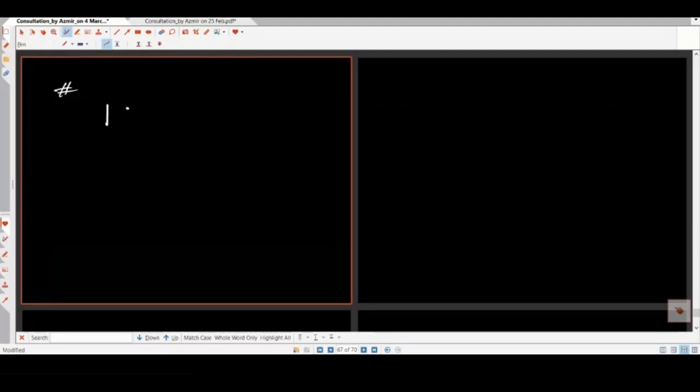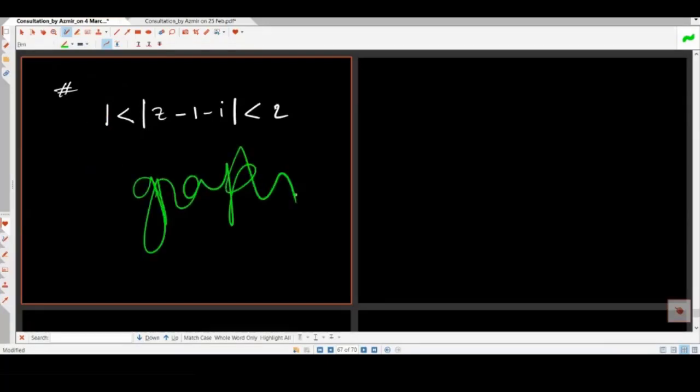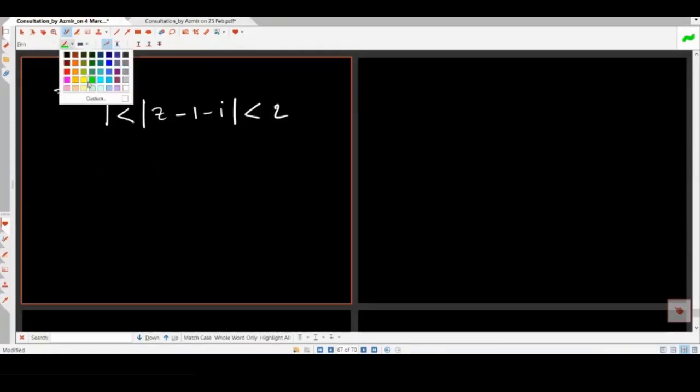So let me do another problem. Let's say we have to describe 1 < |z − 1 − i| < 2. Again, the question is the same: describe what it means, or describe the set of points, or describe the region, or describe the locus. The question may be in various notations, but the process of answering is the same. We need to finally have the graph.